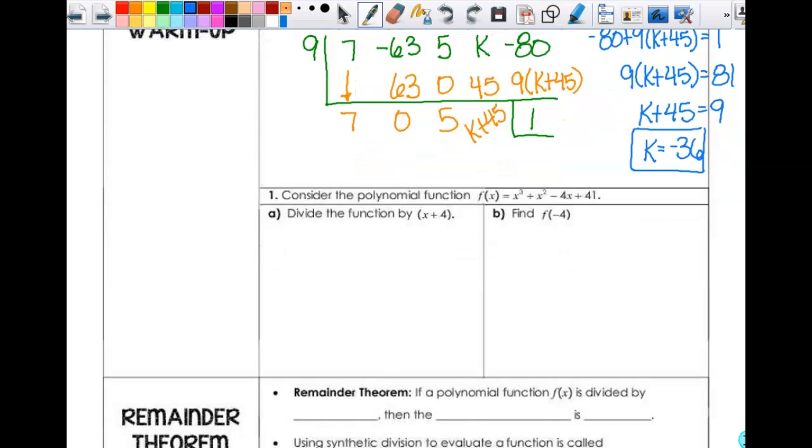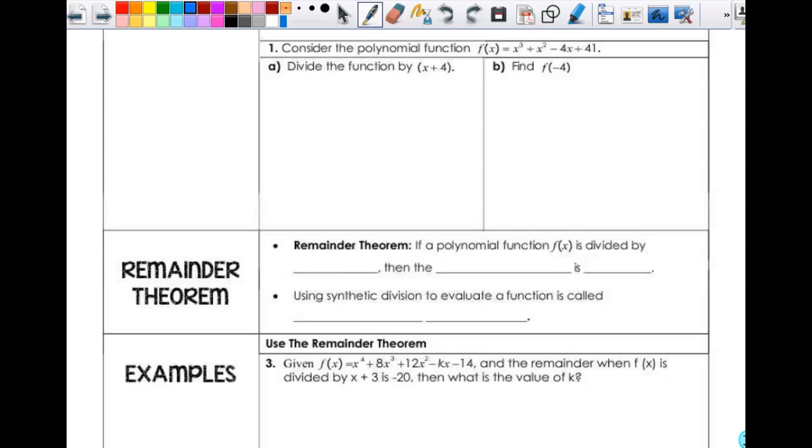Awesome. All right, so now let's do another little part to this warm-up. So I have this polynomial here, and it says to divide it by x plus 4. So just straight up divide it. So it's just plain old synthetic division here. So I'll have negative 4 on the outside. And I'll have 1, 1, negative 4, and 41. Then we're just going to straight up do our synthetic division.